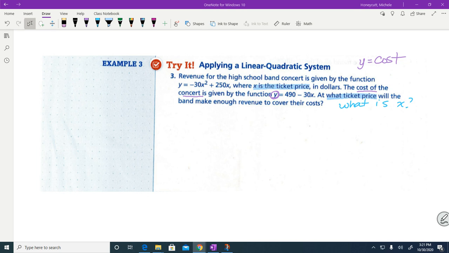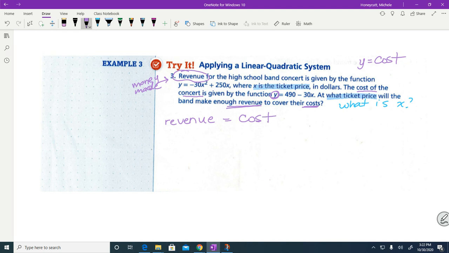Now they give me this word revenue. Revenue is the amount of money taken in, so think of this as being the money made. They want to know at what ticket price, what x value, will the band make enough revenue to cover how much it costs. So they want to know what is x in order to make the revenue equal the cost.